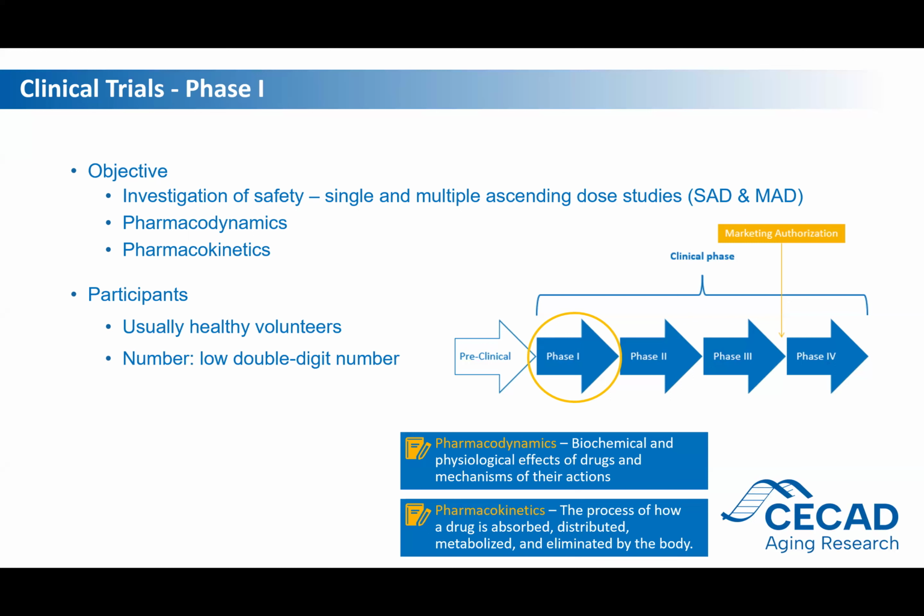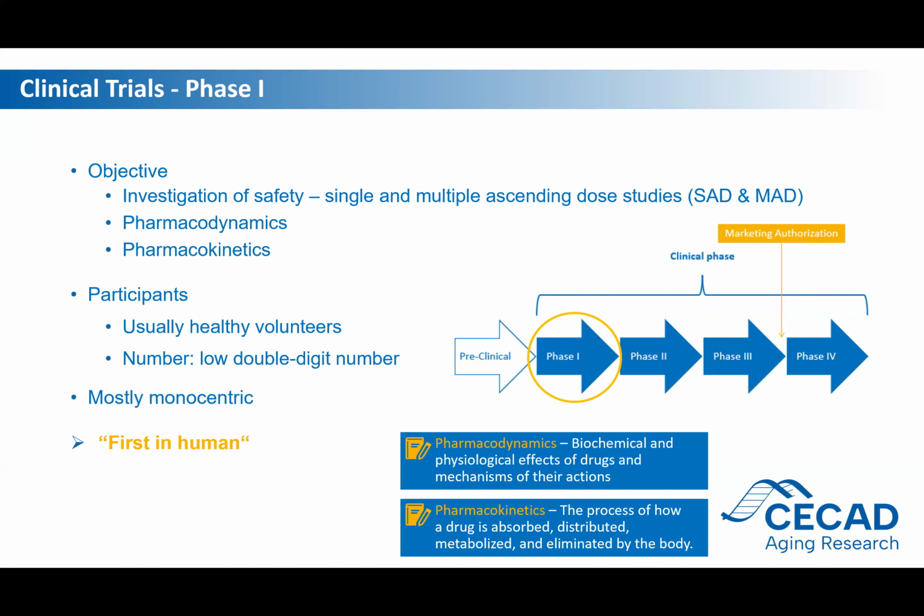The participants in phase 1 studies are usually healthy volunteers. Depending on the indication and the disease area that you are investigating, it may be different and not be done in healthy volunteers, but that heavily depends on what you're actually researching, and usually it is healthy volunteers. The number of included participants is very low, so we are only in the range of double-digit numbers, and therefore it's done mostly in a single trial site because there's no large number of participants.